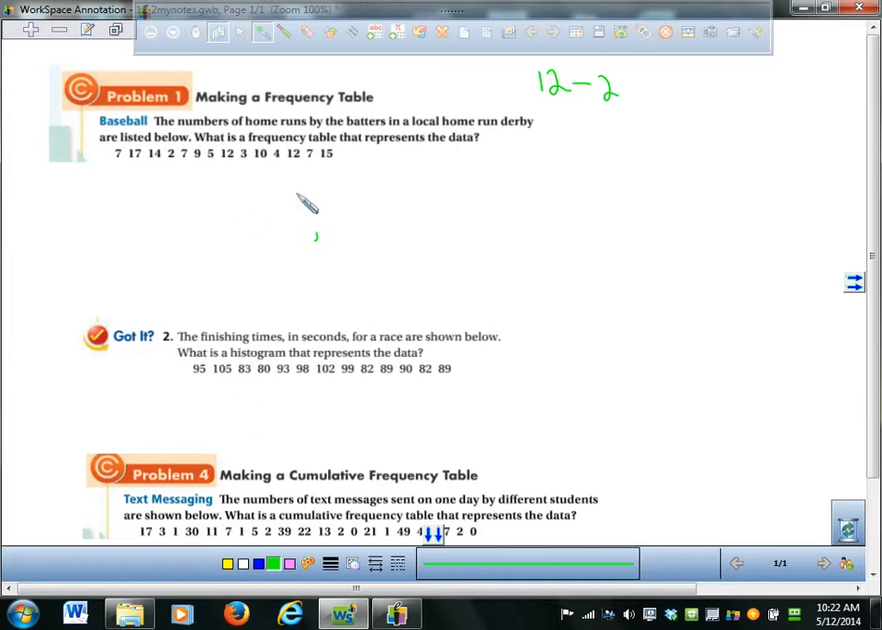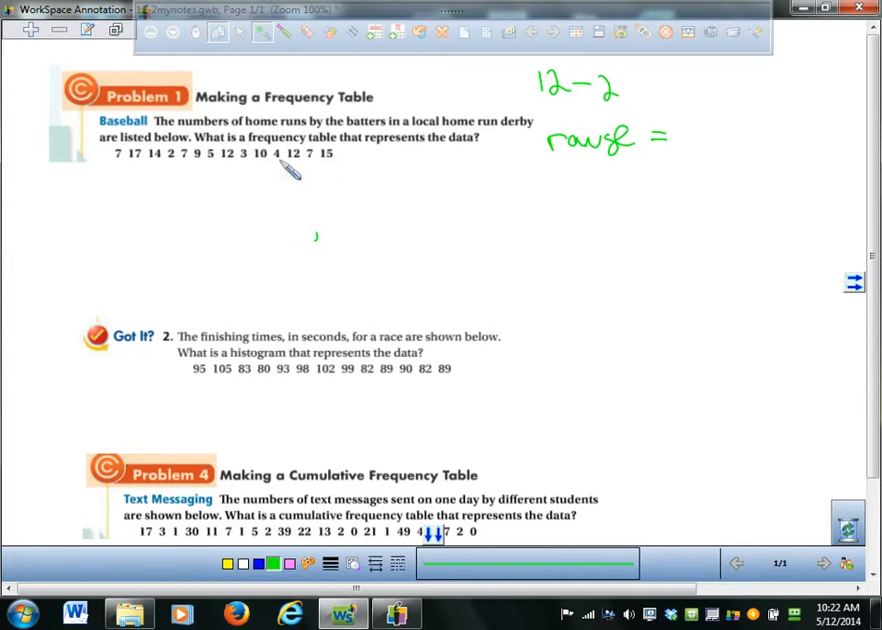Take some notes. A frequency table is just a way of organizing information so that you can arrange it and see how things vary, where the most home runs in this case are occurring and stuff like that. So what you want to do first is find the range. Do you guys remember how to find the range? Biggest minus the smallest. If you take the biggest minus the smallest, that would be the range.